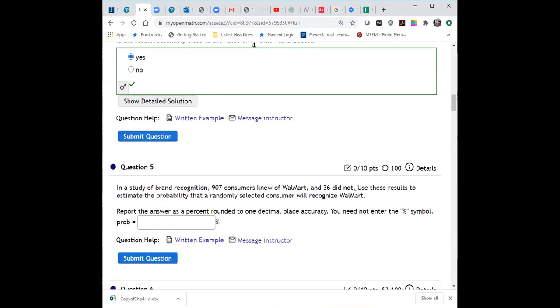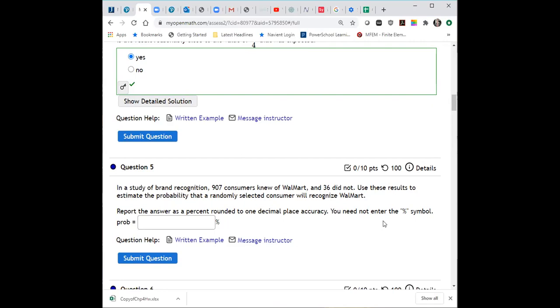Okay, so that's number 4. Do you have any question? If you have any question, just stop me, okay? Now the next question is, in a study of brand recognition, 907 consumers knew of Walmart and 36 did not. Use this result to estimate the probability that a randomly selected consumer will recognize Walmart, and report the answer as percent rounded to one decimal place accuracy.